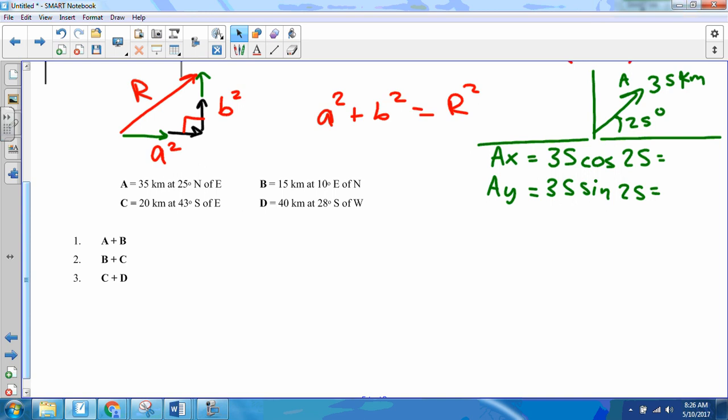So 35 trig cosine 25. I get 31.7. Now, this is an intermediate answer, so I'm going to leave it longer, and then I'll round at the end. So this is 31.7. I had 2 sig figs. I'm just leaving 1 extra so I don't have as much rounding error when I get done. And then I'm going to do 35 trig sine 25, and I get 14.8.